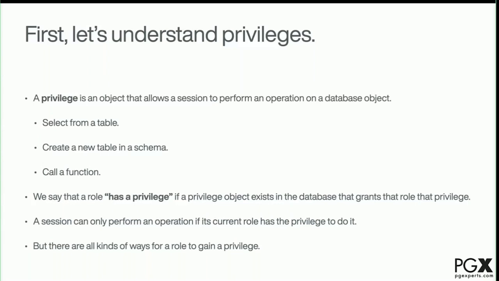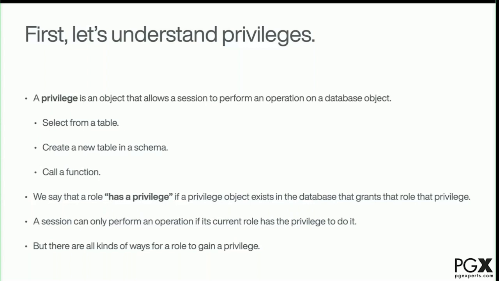So if a session has a particular role, and it has the privilege to do something on an object, then it can do it. And these are things like select from a table, create a new table or schema, call a function. The term is a role has a privilege if the privilege object exists in the database that grants that role that privilege. And you can only perform the operation if the current role has the privilege to do it.